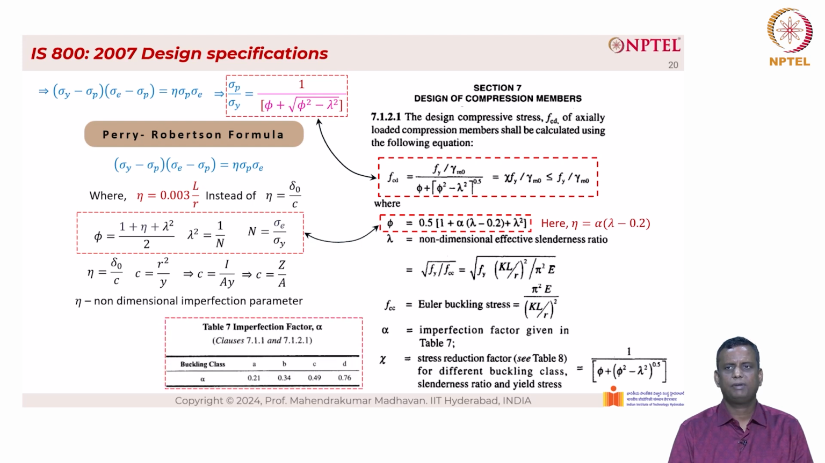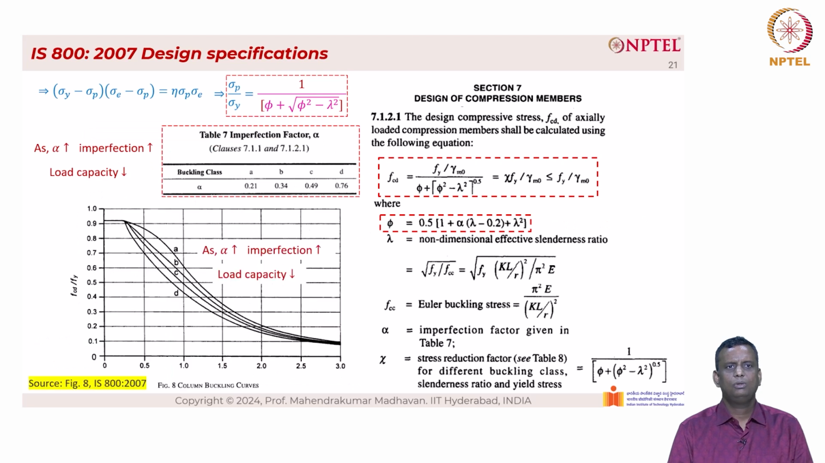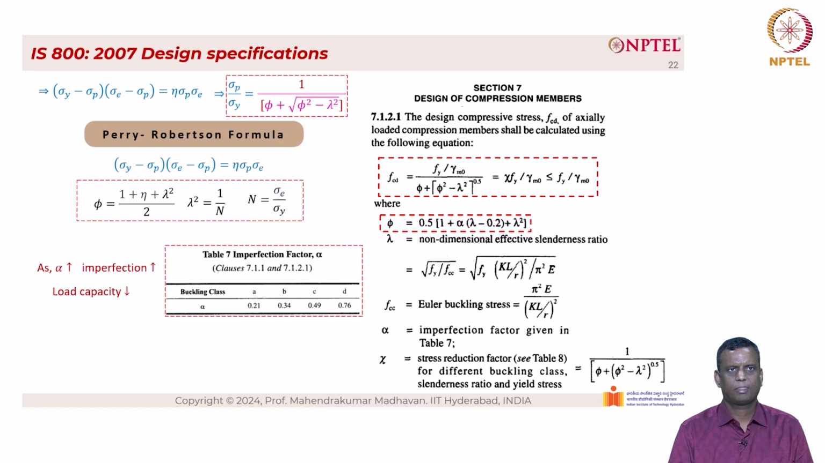known as the imperfection factor, which is given in table 7 of IS 800. It is a function of the buckling class A, B, C or D, and the alpha value increases with increase in buckling class. So as alpha increases, imperfection increases. When imperfection increases, the load carrying capacity decreases. Now, it can also be represented in figure 8 of IS 800. You can see the 4 types of curves A, B, C and D, similar to what we have seen previously. As alpha increases, the imperfection increases. When imperfection increases, the load carrying capacity decreases.